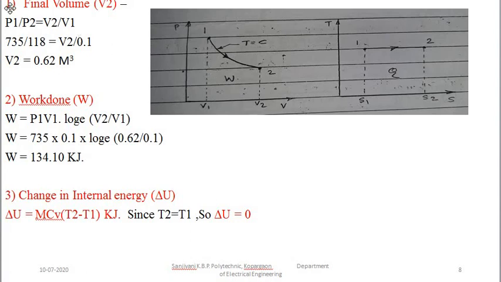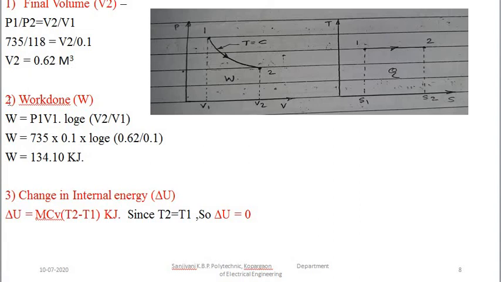Then the first parameter that we want to find out is the final volume V2. Now how to calculate this final volume? We know the pressure ratio and volume ratio. So P1 upon P2 is equal to V2 upon V1. Putting the corresponding values of pressure and volume here, we can calculate the final volume V2, that is equal to 0.62 meter cube.